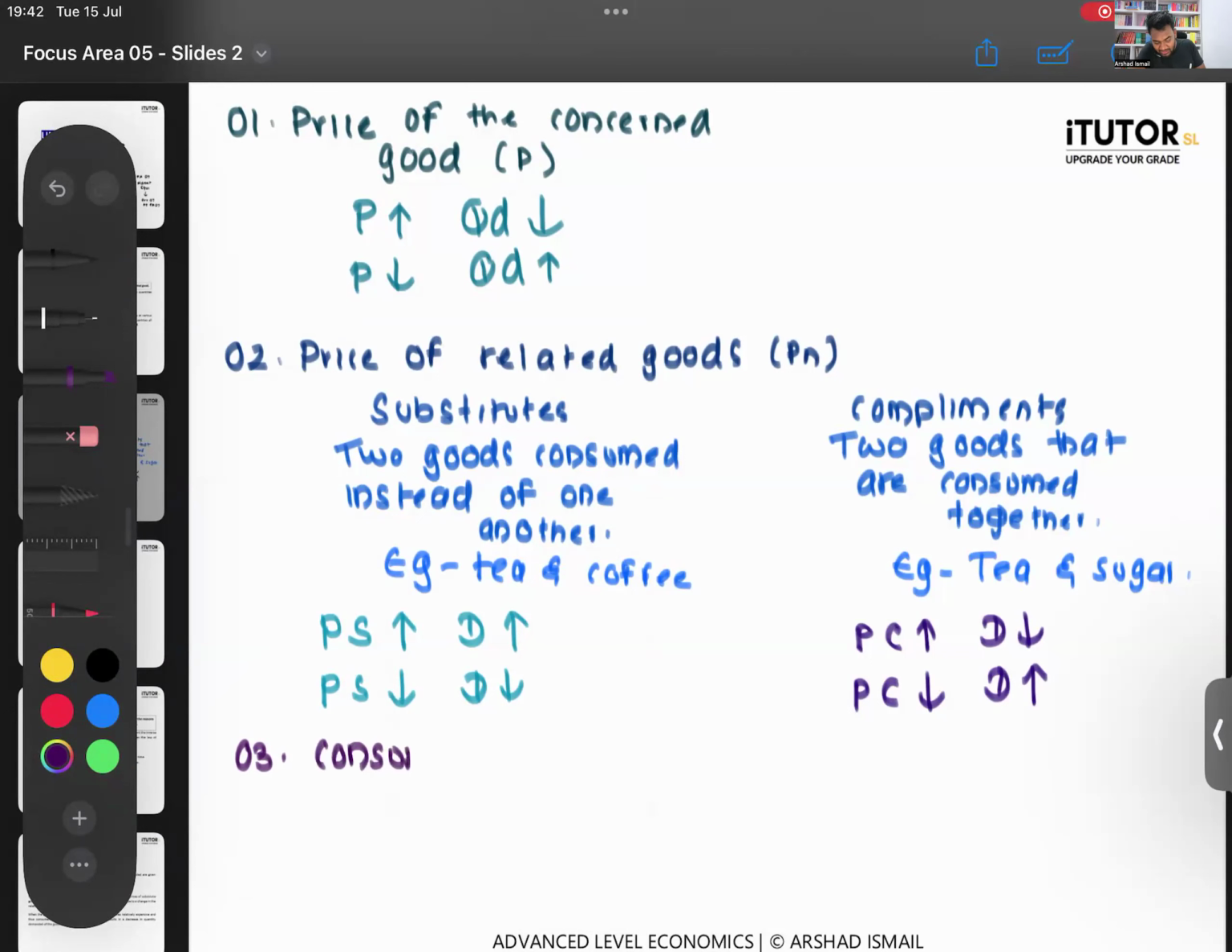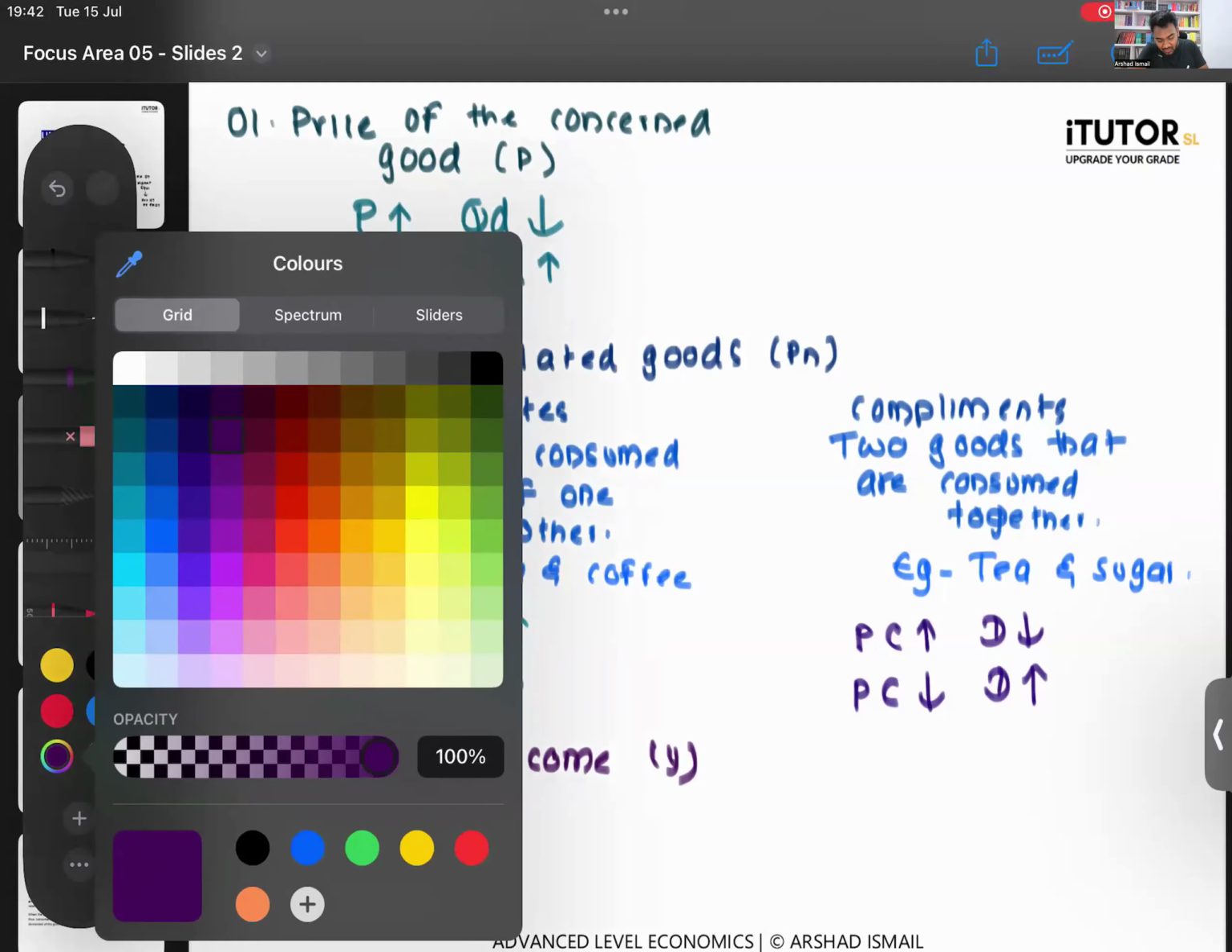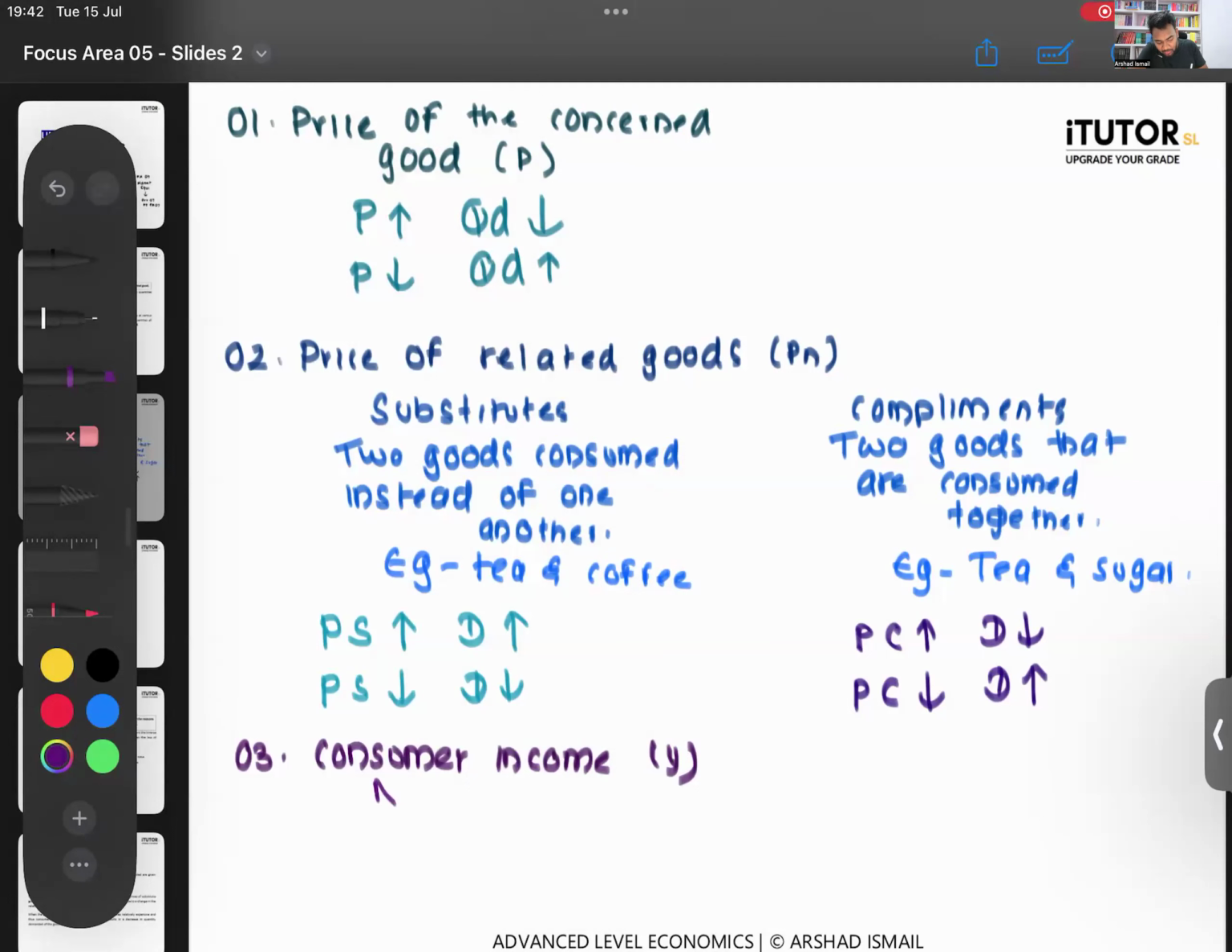Nice. So consumer income, we denote this with the letter Y. So how does this work? Let's learn. So consumer income. Now, here we'll talk about a normal good first. I'll talk about what is a normal good in a while. So if your income increases, what happens to the demand for your good? If people's income increases, they will now have more money. That means they can buy more and more goods. So if income increases, the demand will increase.